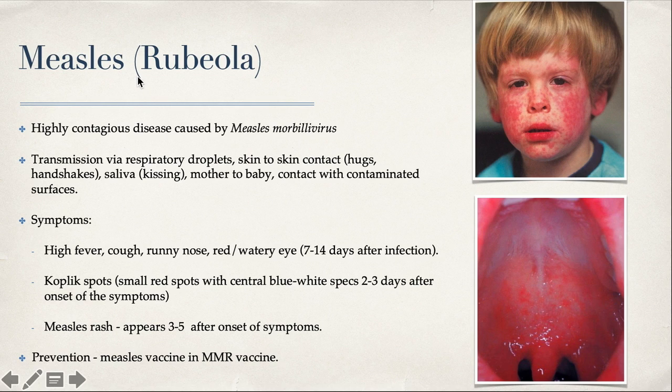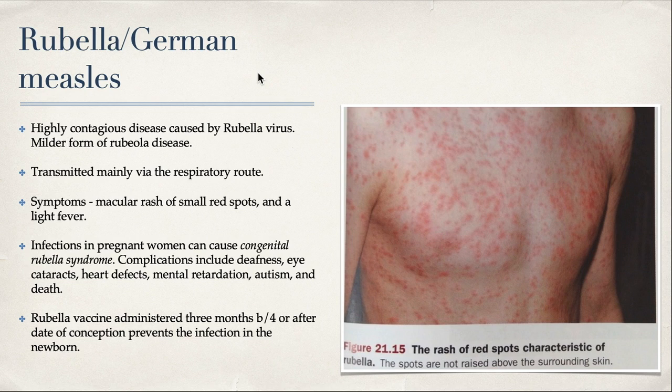So the classic measles is caused by the morbillivirus, and then the German measles is rubella. The symptoms are the macular rash, small red spots, and a light fever. There could be complications that could lead to deafness, cataract, heart disease, autism, and even death.